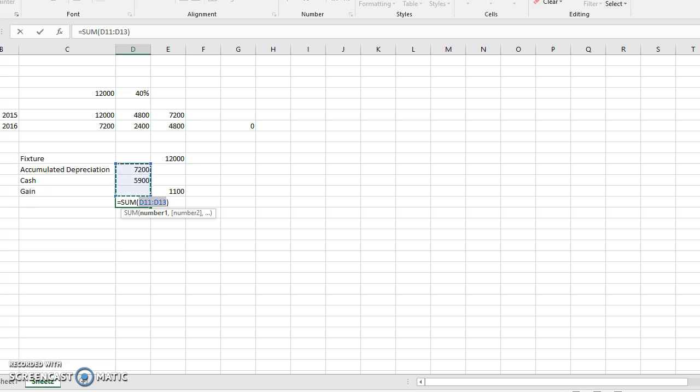Because if you think about it, a gain is on the same side as revenue when you're recording revenue, and you always debit an expense. So if you have a loss, it's going to be on the debit side just like an expense would be. So here is our gain for this one.